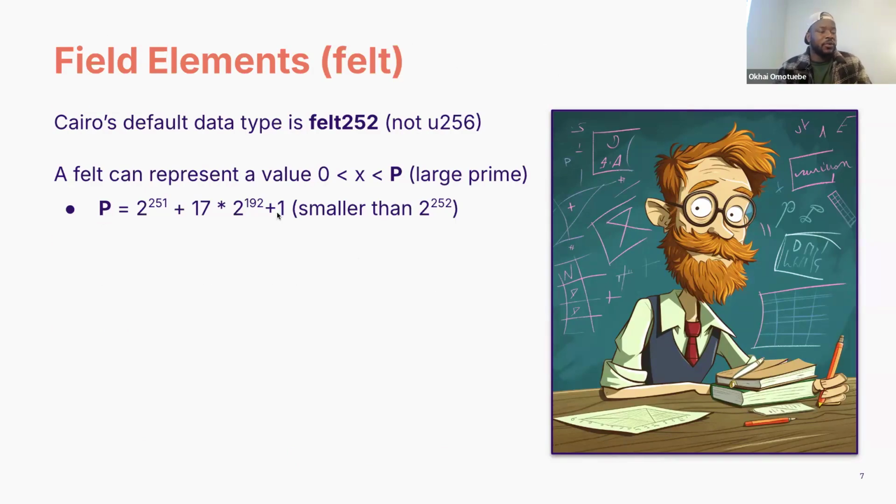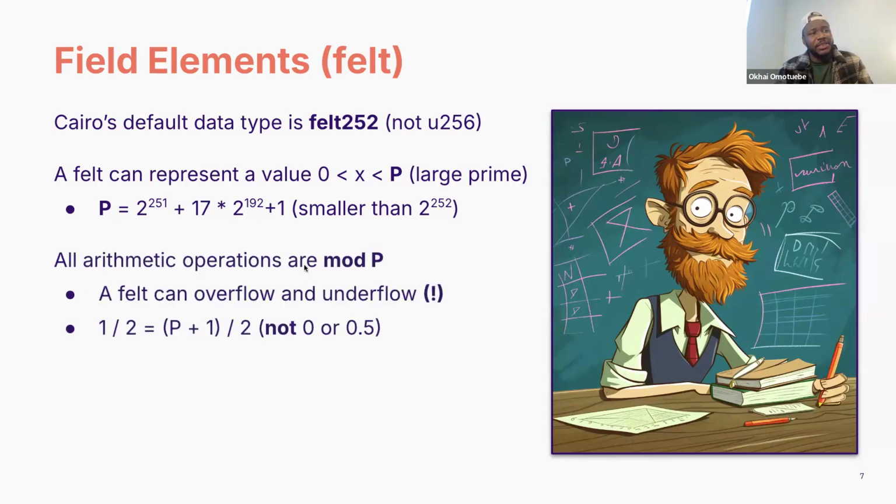This is what p is: a bit smaller than 252 bits. All arithmetic operations are mod p, so a felt can overflow and underflow in Cairo. If you try to do a division, like 1/2, you're actually getting (p plus 1) divided by 2, which is not 0 or 0.5. You get a very large number in this case.